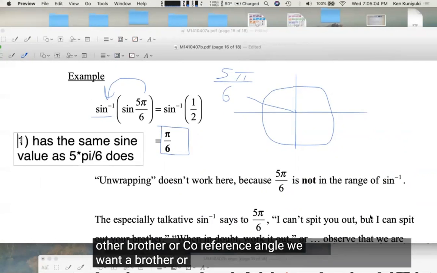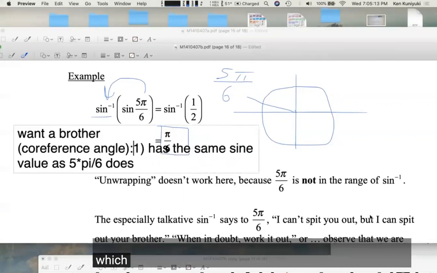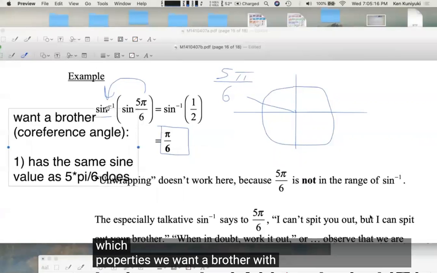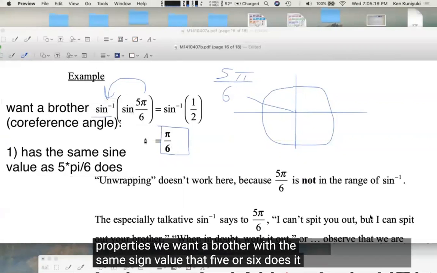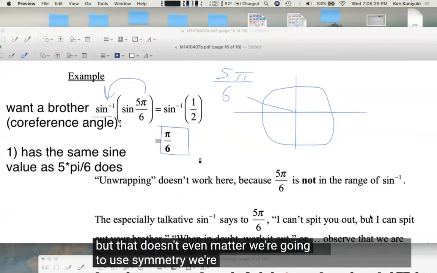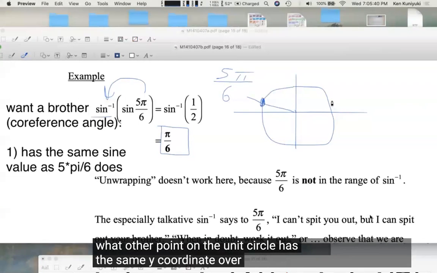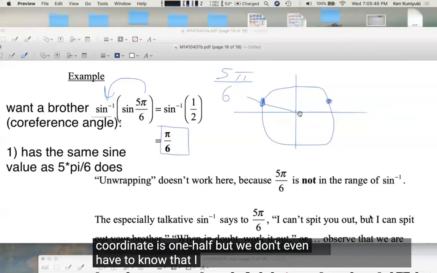We want a brother or coreference angle with two properties. We want a brother with the same sine value that 5 pi over 6 does. It turns out that sine value is 1/2, but that doesn't even matter. We're going to use symmetry. Whatever the sine of 5 pi over 6 is, it's the y-coordinate of this point over here. What other point on the unit circle has the same y-coordinate? Over here. That y-coordinate is 1/2, but we don't even have to know that.